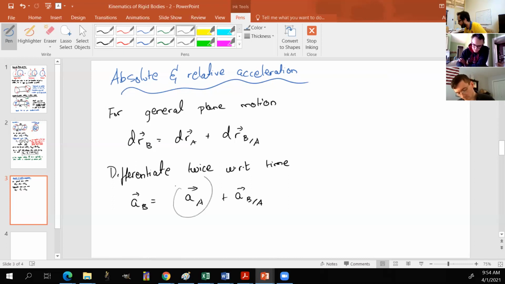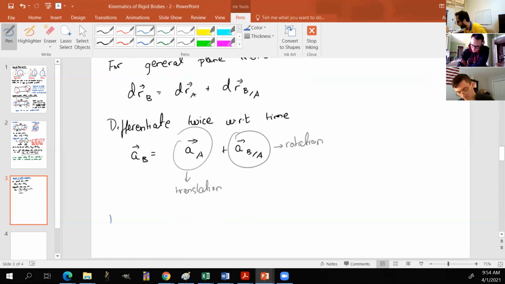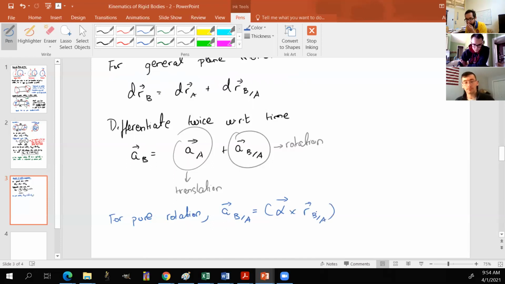And the exact same interpretation that we had for the velocities. So this is translation, and this is rotation. And again, as we said for the velocities, pick any 2 points and you're good. They're independent of the 2 points. Now we know from last week, hopefully you guys remember this, for pure rotation, the acceleration of B relative to A has an angular acceleration component, alpha crossed with r of B relative to A. And then it also has this other acceleration component, the triple product, omega crossed with omega crossed with r of B relative to A, the centripetal acceleration component.